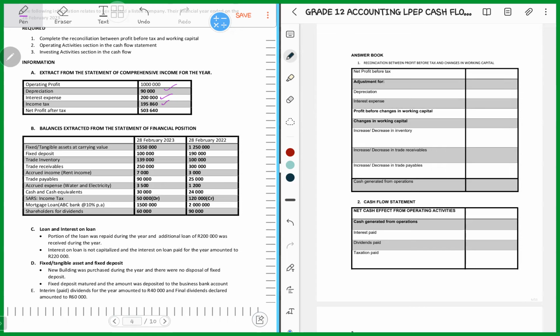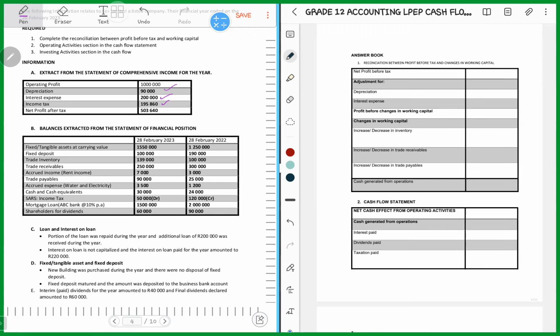Then again, we have an extract from the statement of financial position, which is the balance sheet. Then we have the fixed or tangible asset at carrying value. Now we can use the fixed or tangible asset at carrying value to find additions of fixed assets and also disposal of fixed assets.